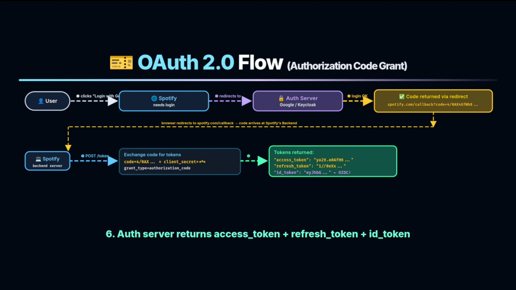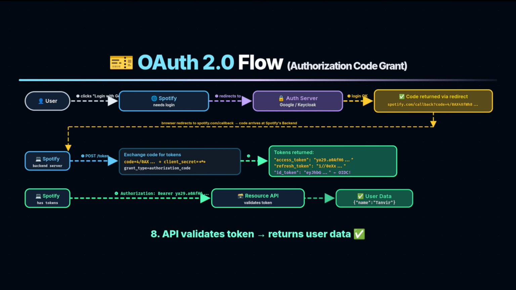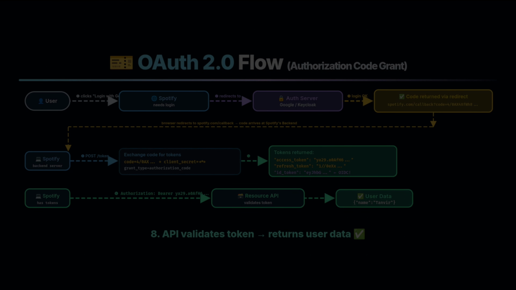The access token is a password to call Google API on your behalf. Normally, it expires in 1 hour. The refresh token is a way to get a new access token when the old token expires without making the user log in again. And the ID token is a JWT that says who the user is. I will explain it later. Finally, Spotify uses the token to call Google API, and then Google replies with name, email, profile picture. Now, Spotify knows your username and email address. In the entire flow, you never shared your Google password with Spotify.